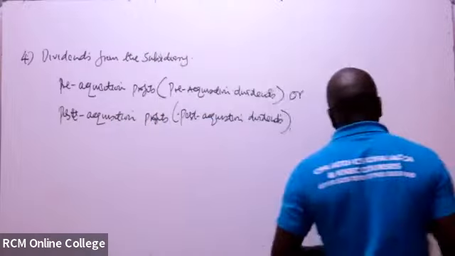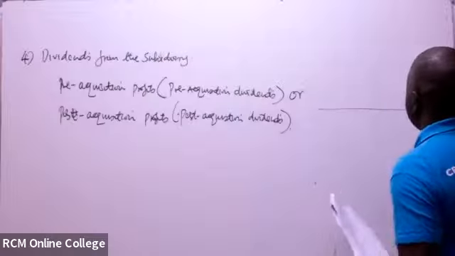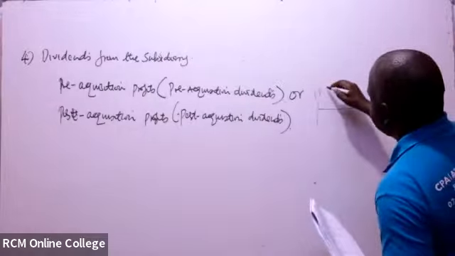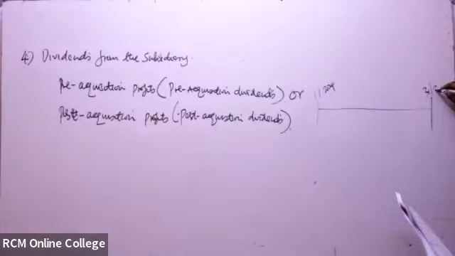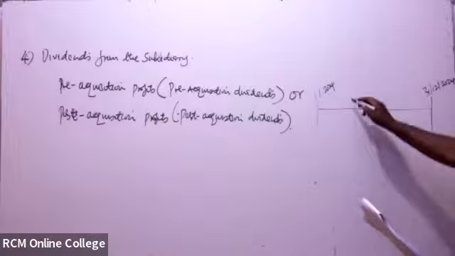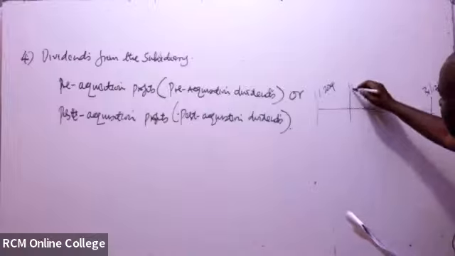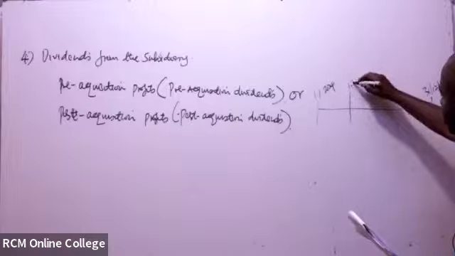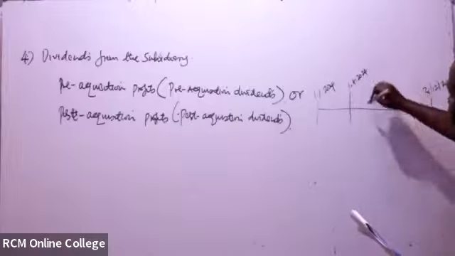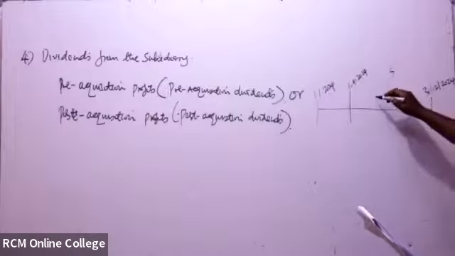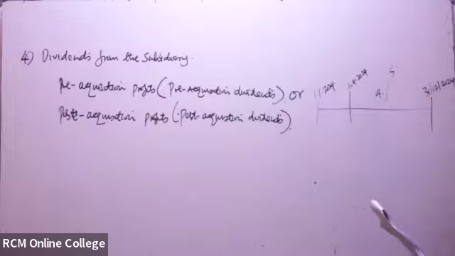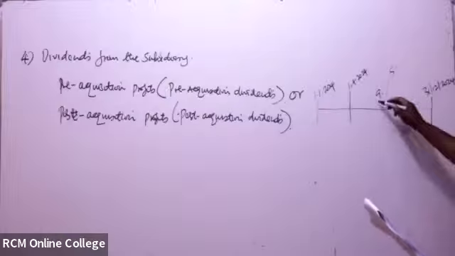So there can be a scenario whereby, for example, we have the whole year, 1st of January 2024 to 31st of December 2024. The subsidiary can be acquired here, maybe on 1st of April 2024. So this particular subsidiary has only existed for how many months? 9. So 9 out of 12.